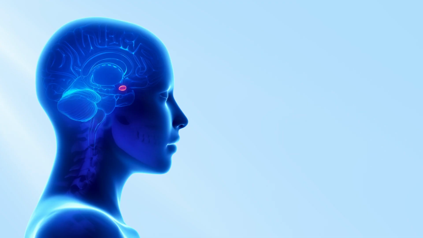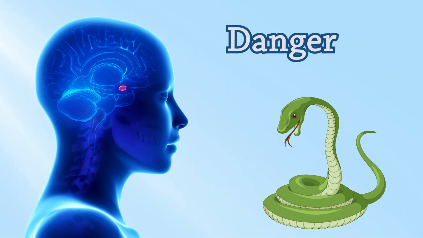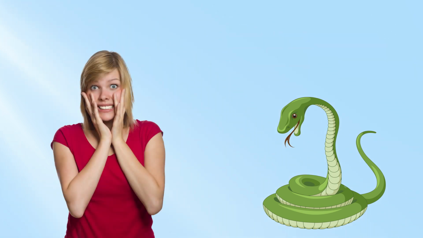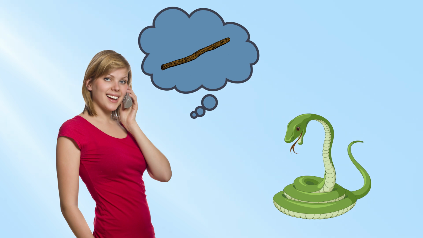For example, a person living where there are poisonous snakes will quickly learn to associate snakes with danger. The amygdala will then immediately trigger the fight-or-flight response whenever anything that might be a snake is perceived. After all, if you are walking in the woods, it is better to mistake a stick for a snake than to mistake a snake for a stick.